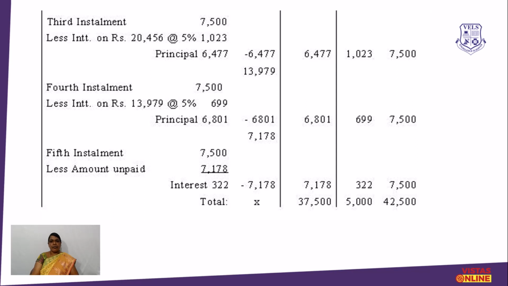In the second column, total principal amount 37,500 you will get when you total all the amounts. The third column, the interest amount 5,000. The fourth column, the total amount we have paid, 42,500.